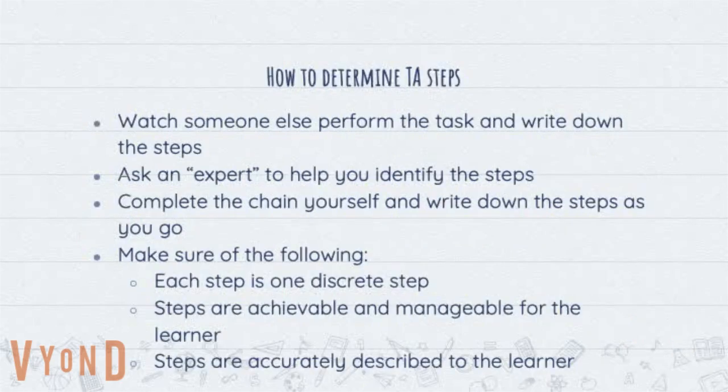How to determine the steps of a task analysis. You can watch someone else perform the task and write down the steps. You can ask an expert. You can complete the chain yourself and write down the steps as you go. Make sure each step is one discrete step and that the steps are achievable and manageable for them. And then make sure to describe the steps accurately to them.